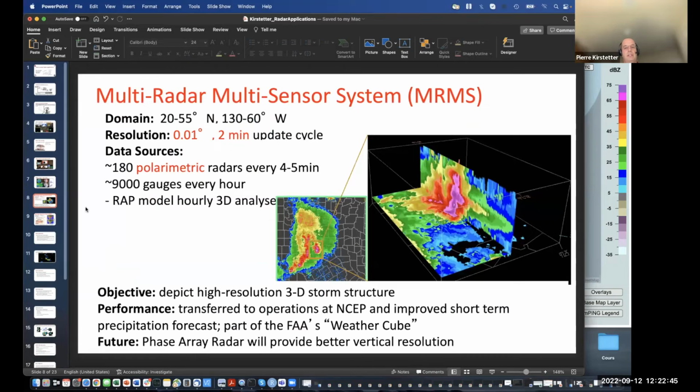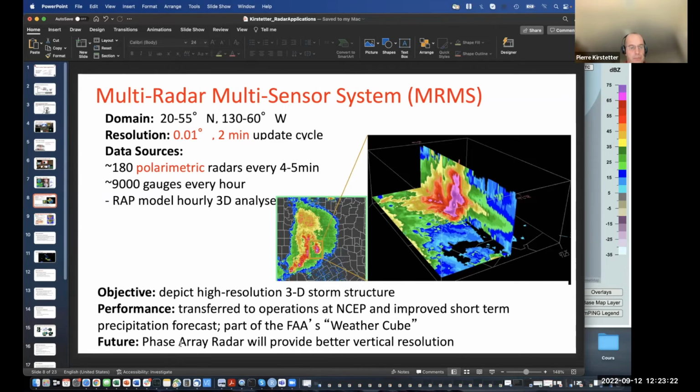So the multi-radar multi-sensor system does exactly that. It combines sensors, especially radars, over the entire US and provides update cycles of 2 minutes at a spatial resolution of 0.01 degree. The idea is to combine also these radars with information coming from gauges when it comes to estimating precipitation, as well as model hourly analysis. The objective is to depict the 3D storm structure.